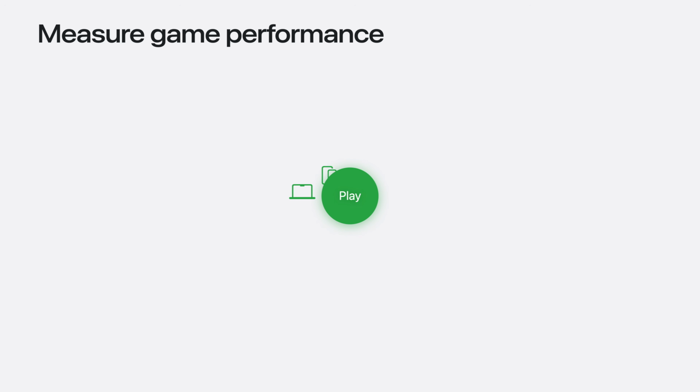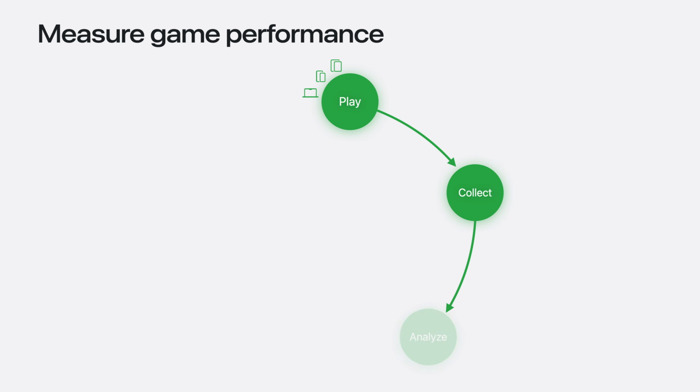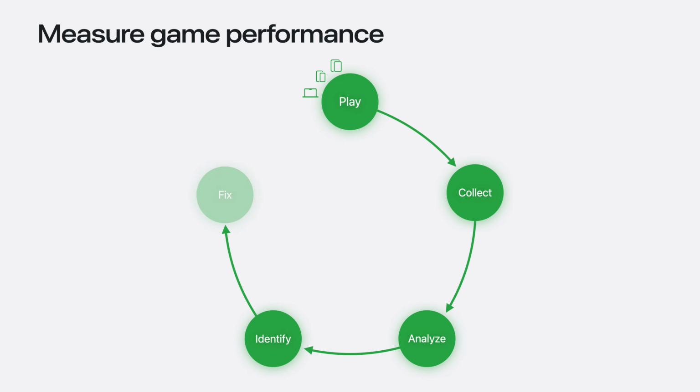You need to playtest your game on many different devices and form factors. Collect performance data, analyze the results, identify performance issues, and fix them. Then you playtest again and repeat the cycle until you hit your performance targets.